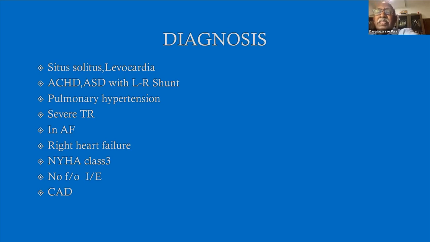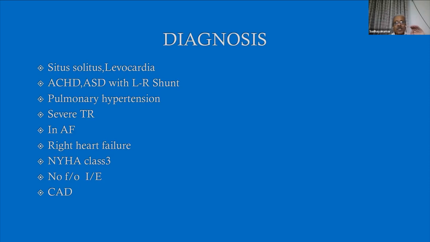You can go on to discussing about that, but you said NYHA class 3. Anything else you want to add to that? Pulmonary hypertension, severe TR, right heart failure, NYHA class 3, okay. Congenital heart disease based on the original diagnosis.